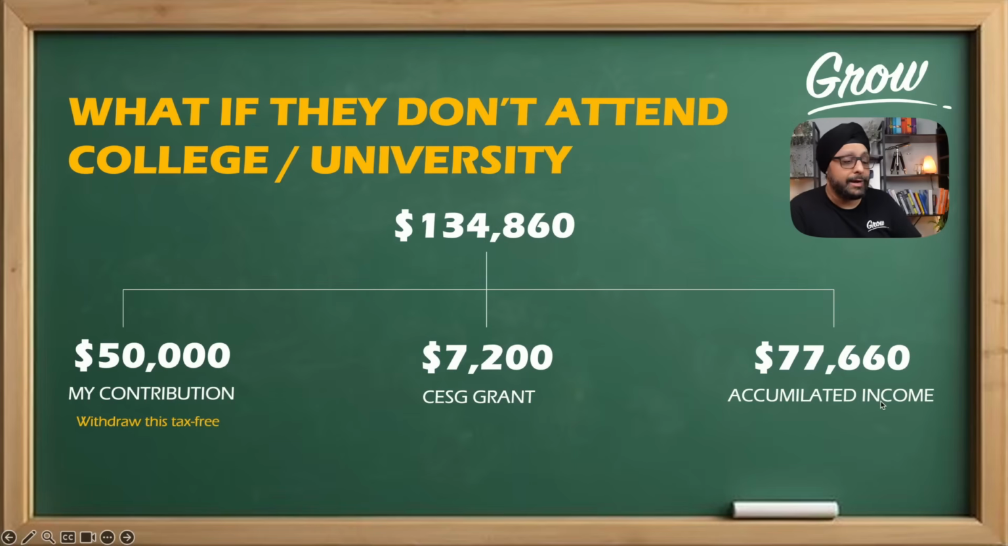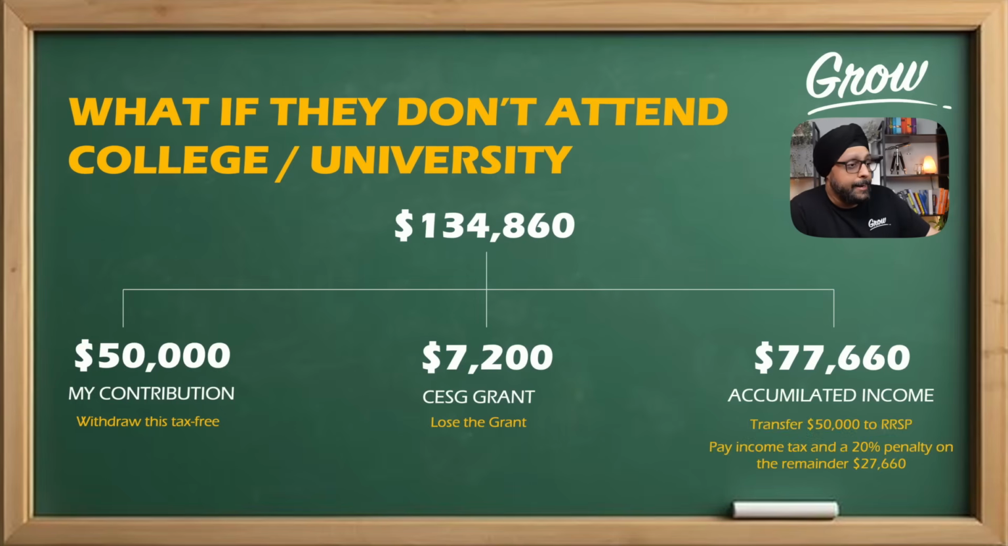The first one is $50,000. Like I said, we can withdraw tax-free. This can be done irrespective, so you can withdraw this money tax-free, $50,000. You lose the CESG grant because the kid does not go for post-secondary education, and all this money actually went away because the government will not give it to you if they don't study. And the third one, which is a massive portion, bigger than any other contribution, is the accumulated income, and $50,000 of that can be transferred into RRSP, and there are certain conditions. I'll talk about that in a bit.